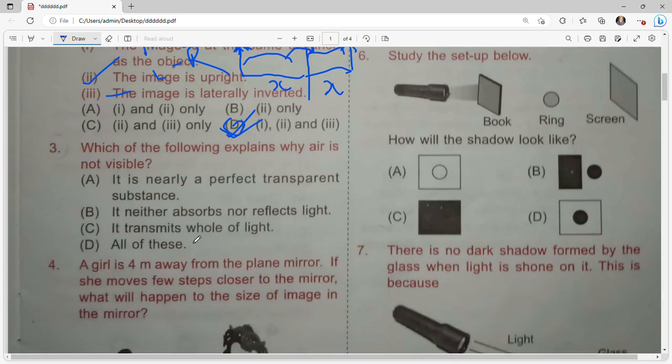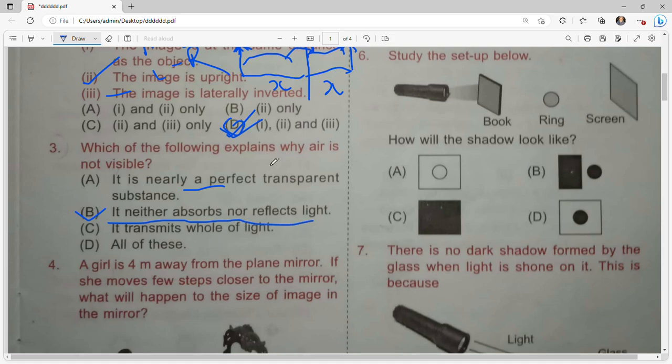Next question is question number third, which is, which of the following explains why air is not visible? Options are, it is nearly a perfect transparent substance, it neither absorbs nor reflects light, it transmits whole of light, or all of these. So the correct answer for your question number third is option number B, it neither absorbs nor reflects the light.